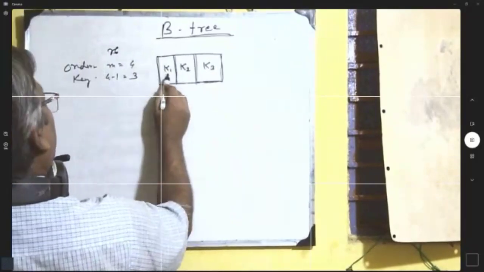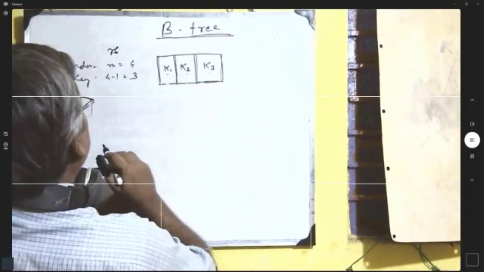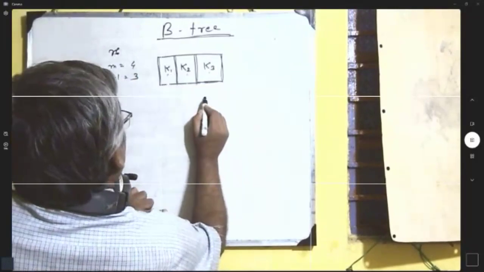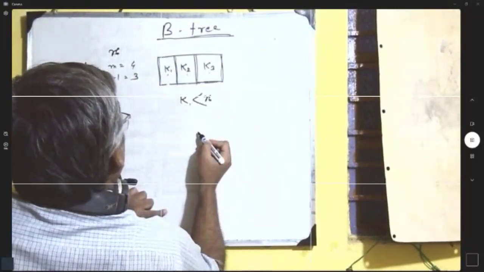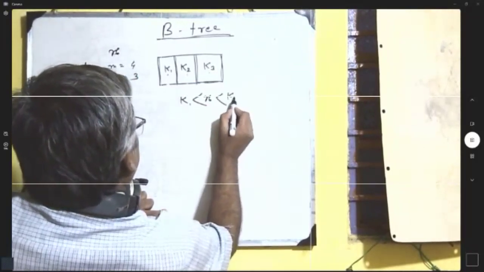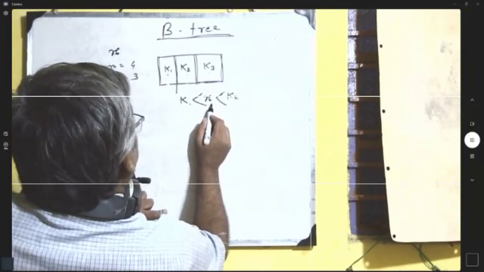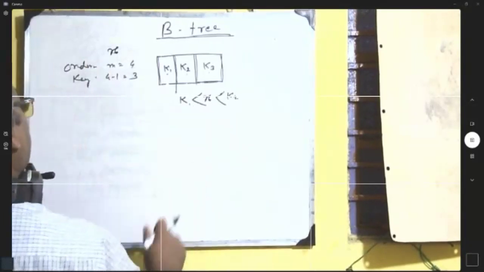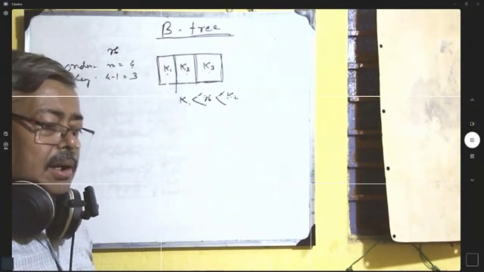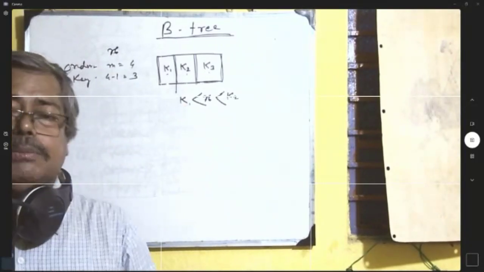K1, K2 and K3: 3 keys there. X will be compared with K1. If X is greater than K1 and less than K2, then X will be shifted to this node. And if the X value is greater, then always the key will be shifted to the right position.